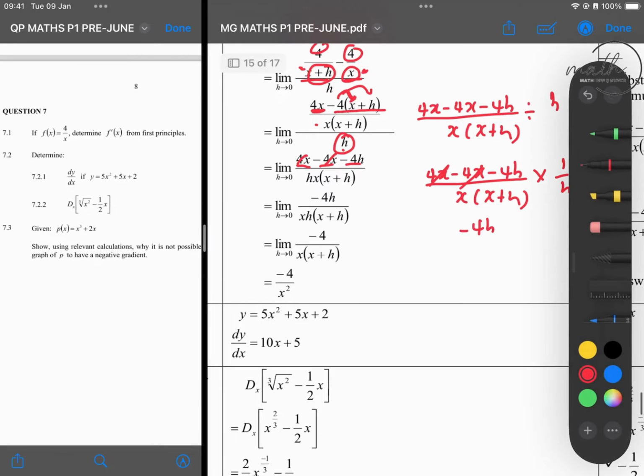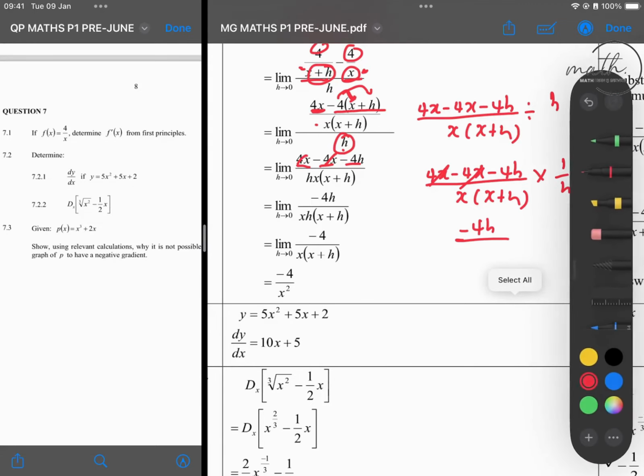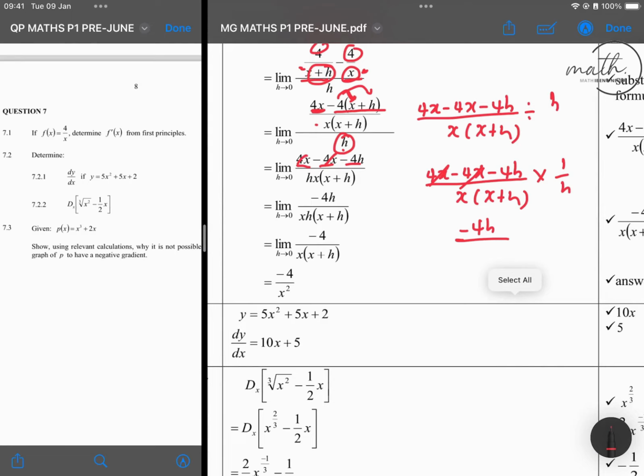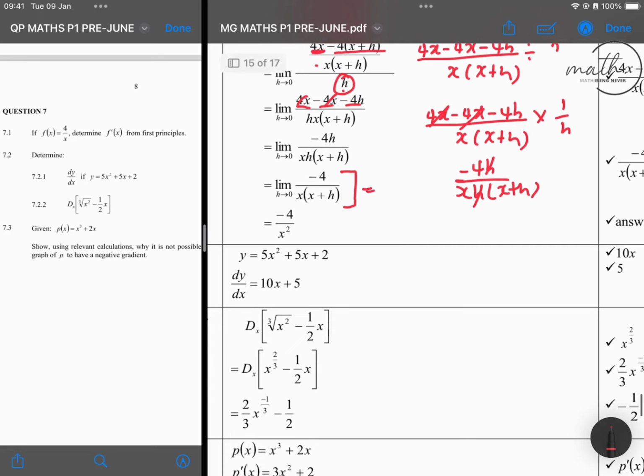So you're going to have minus 4h all over. Now, in this case, they multiply the h. So they said, okay, this h multiplies the x, so it's going to be xh of x plus h. After that, they cancel this h and this h. Then you're left with this part. After that, you put the 0. That means this is the same thing as minus 4 over x plus 0. Then from there, x plus 0 is still x, times x is x squared. That's how they ended up with the solution.